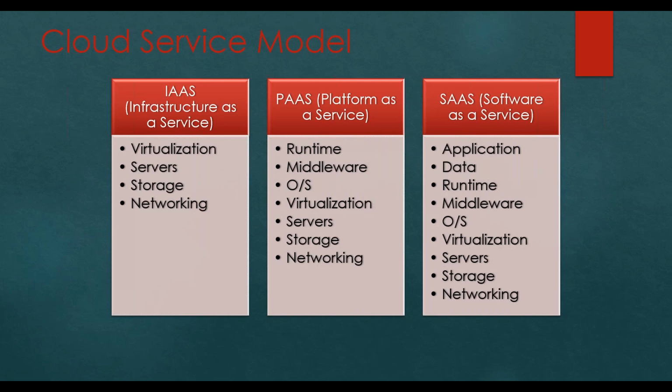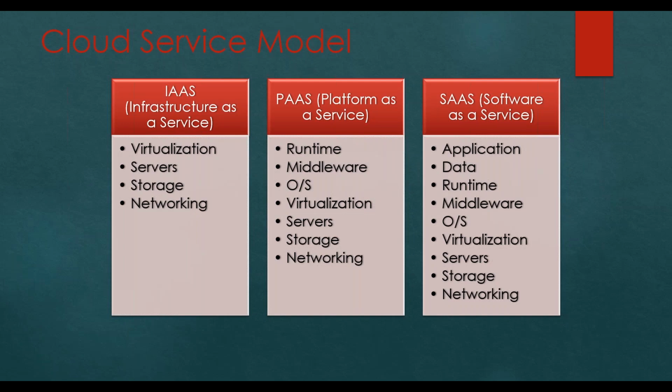The third is SaaS, software as a service. If we go with SaaS applications, you will get application plus data plus all the services offered by PaaS, like middleware, OS, virtualization, server, storage, and networking. In a SaaS application, you don't need to do anything. You just need to do some customization as per your need, but you get the application plus data and each and everything.